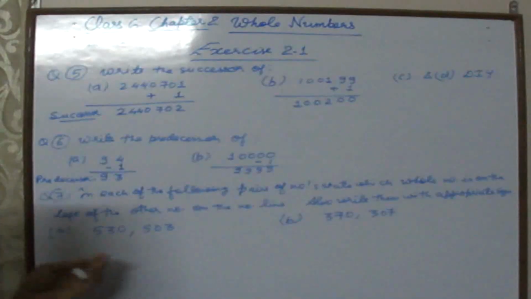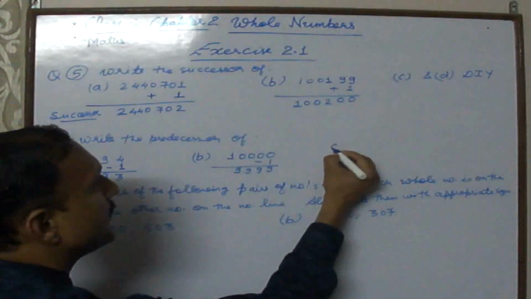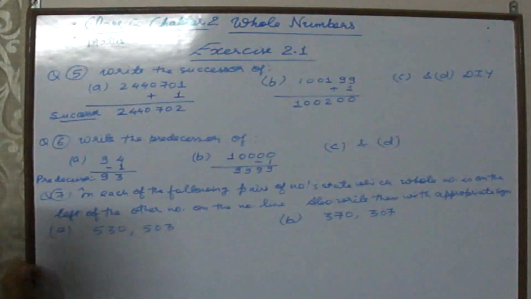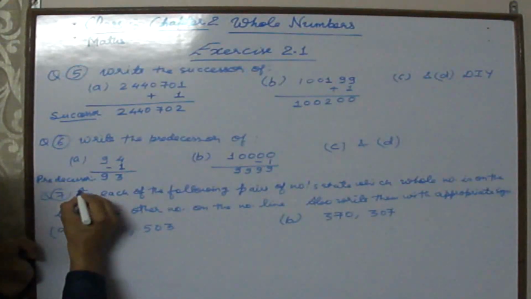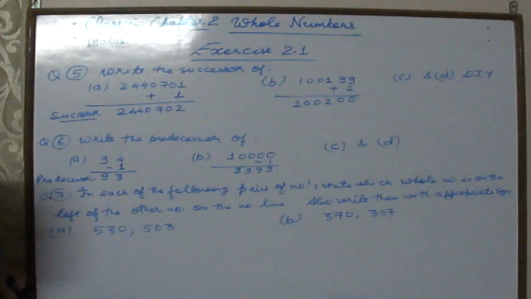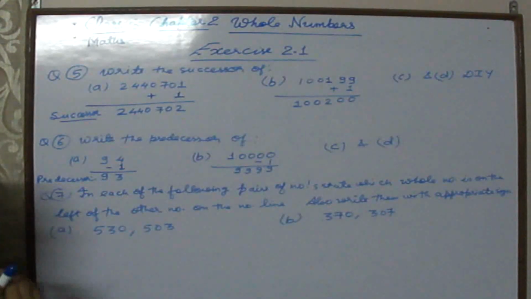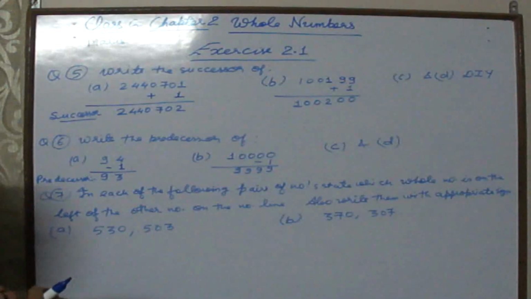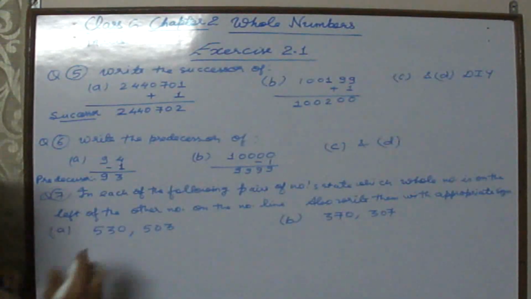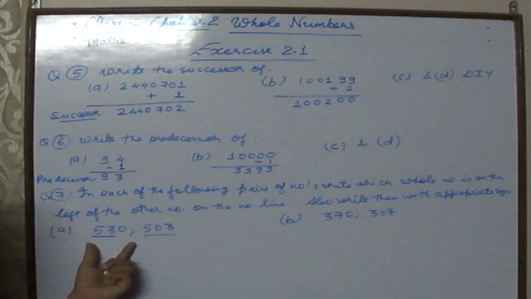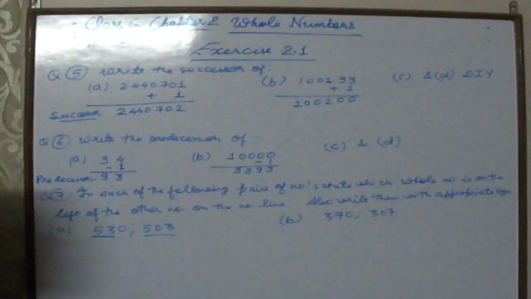9,999 is the predecessor. Remaining C and D, you have to try yourself, solve yourself. Now let us do question number 7. What is question number 7? There are two numbers given to us, and we have to find out which will come on the left of the other number. Among these two numbers, 530 and 503, which comes to the left of the other?